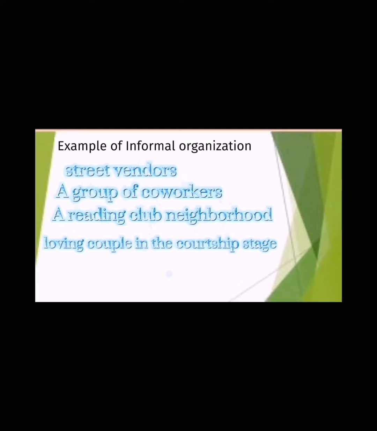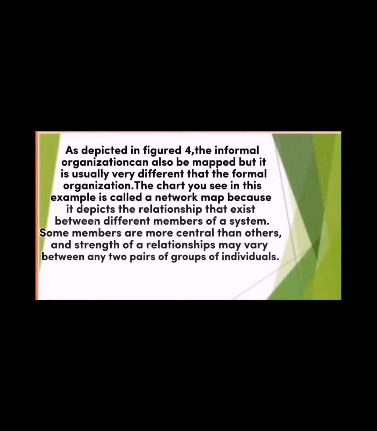Informal organization may be defined as a network of personal and social relationships that arise spontaneously as people associate with one another in a work environment. It is composed of all the informal groupings of people within a formal organization. As depicted in Figure 4, the informal organization can also be mapped, but it is usually very different from the formal organization. The chart you see in this sample is called a network map because it depicts the relationships that exist between different members of a system.